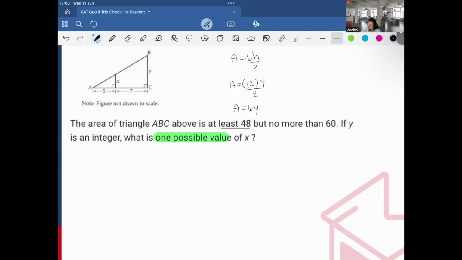And then I'm told that this area is at least 48, at least, so 48 is less than or equal to 6y, which is less than or equal to 60. And then this actually becomes an inequality question. So I can now divide each side by 6, which goes in perfectly, because that would be that 8 is less than or equal to y, which is less than or equal to 10. So I know y is equal to 8, 9, or 10.